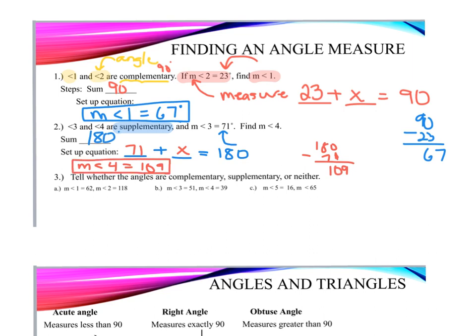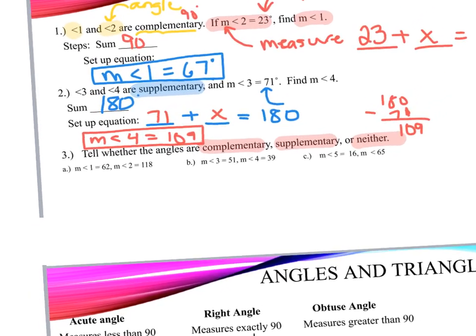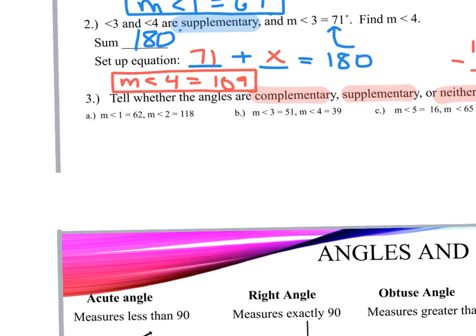All right, and then the next question is a little bit different. It says, tell whether the angles are complementary, supplementary, or neither. Well, how am I going to tell? I'm going to have to see what the total sums are for each scenario. Okay, let's start with letter A.